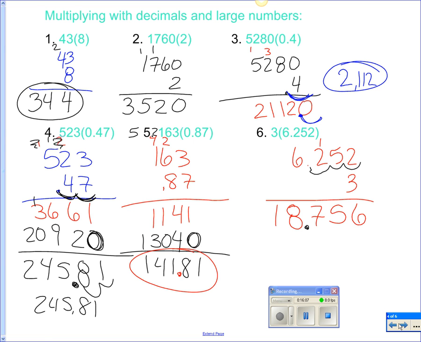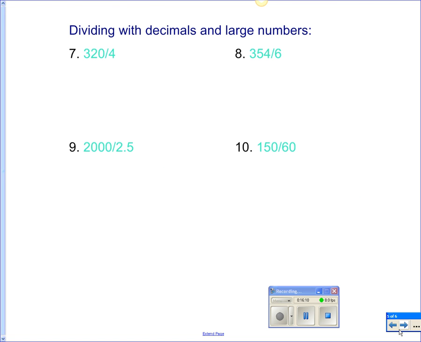All right, last slide. Number 7, 320 divided by 4. How are we going to divide 320 by 4? What are we going to have to do? What's it called? Yeah! Long division. Everybody's favorite. So 4 into 320 is how you're going to write it.